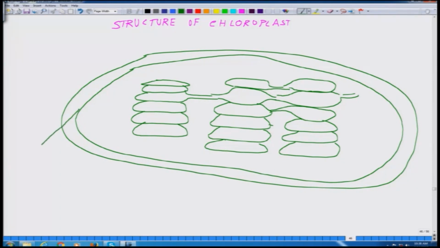Now, if we label these structures, let us put the labeling to them. So, this is the inner membrane. I am putting the inner membrane. Then the yellow shading that I am doing, this is the outer membrane. So, two envelopes: the inner membrane and the outer membrane. Then you have these structures, which are called thylakoid membranes.